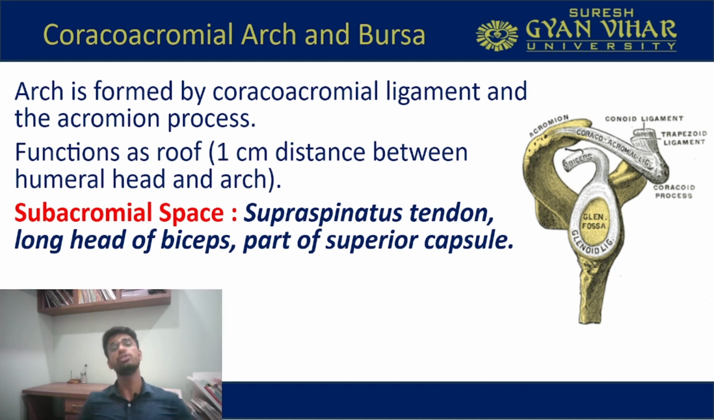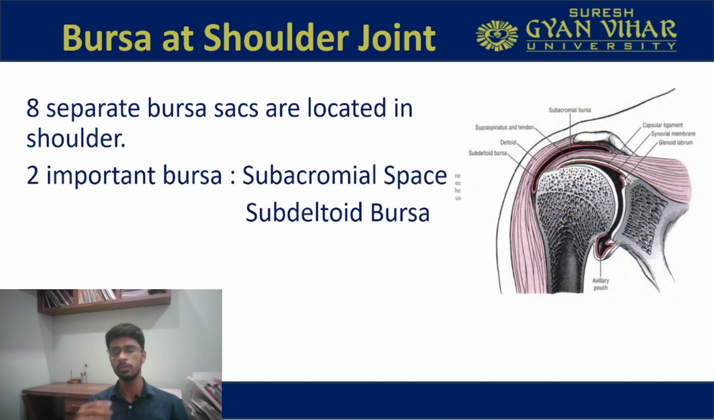And also the part of the superior capsule is present in this space, which is called the subacromial space. Now, there are 8 separate bursas present in the shoulder joint, and the function of these fluid-filled bursa is to reduce friction. They help in reducing the friction between muscle and muscle, or the bone and the muscle.